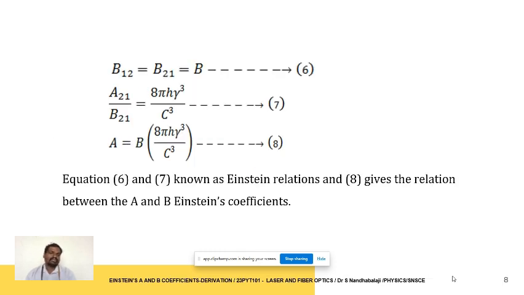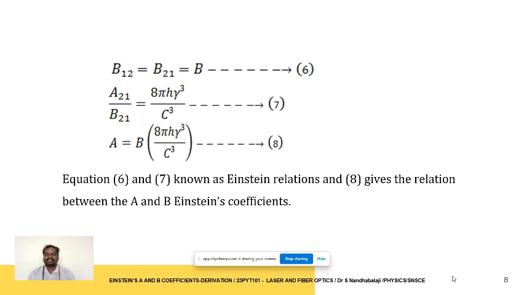where B12 is equal to B21, equal to B. Both are equal: the transitions between upper and lower states are equal. So A21 divided by B21 is equal to 8 pi h nu cube by c cube. So in equation 6, B12 and B21 are equal to B, and A21 is equal to A. So A is equal to B times 8 pi h nu cube by c cube.